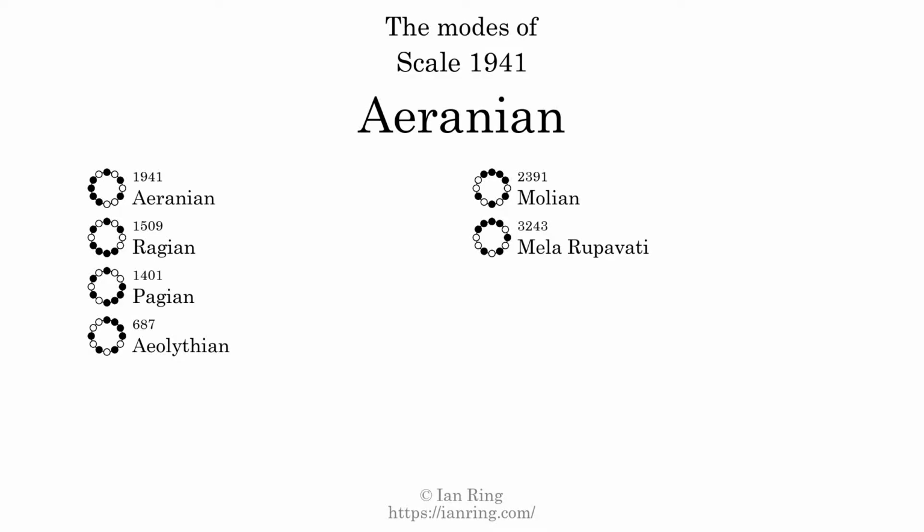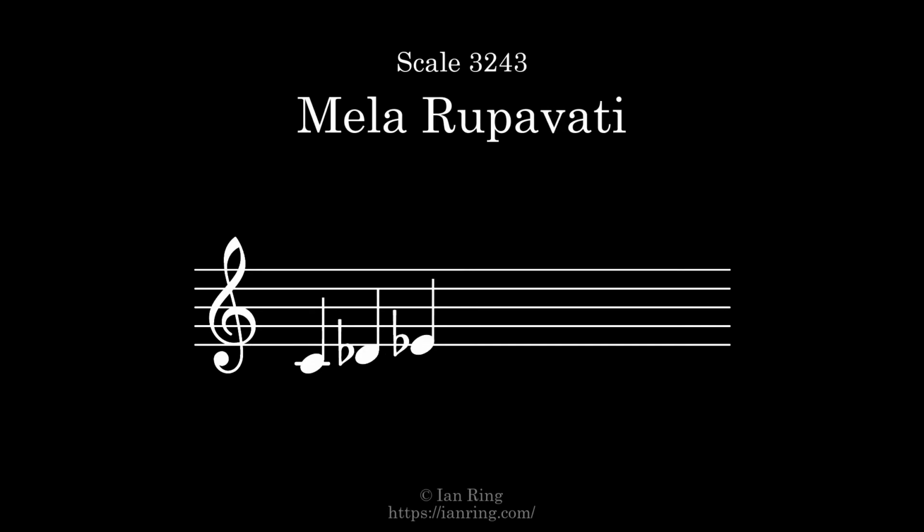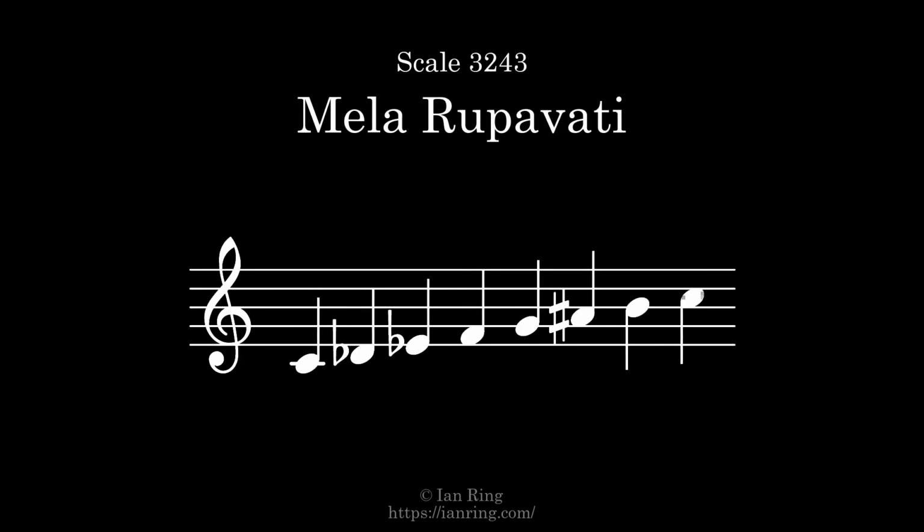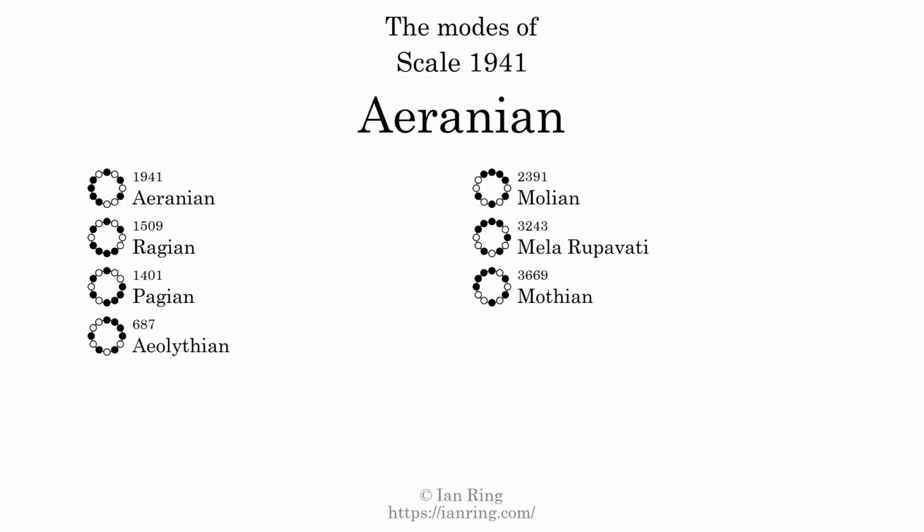The sixth mode is scale 3243, also known as Mela Rupavati. It sounds like this. The seventh and last mode is scale 3669, also known as Mothian. It sounds like this.